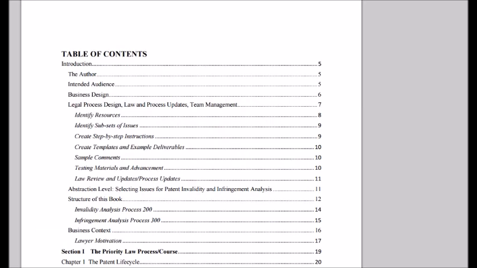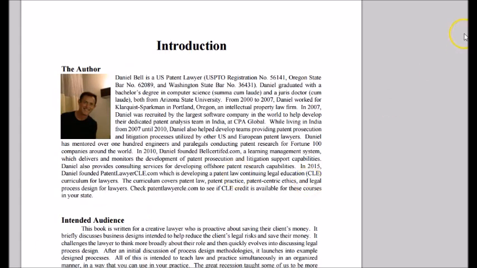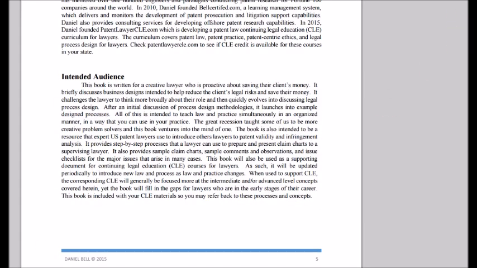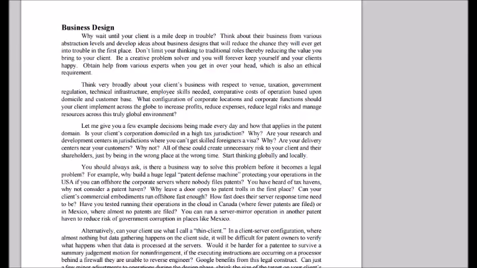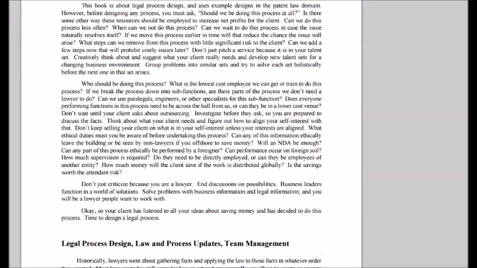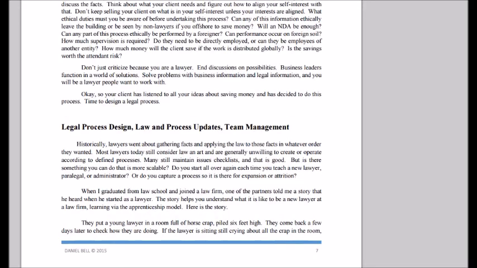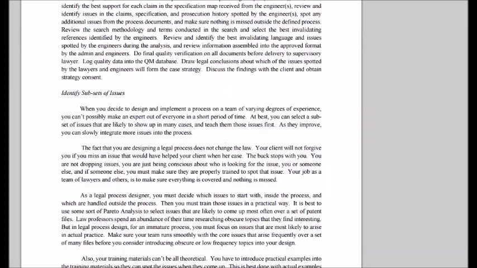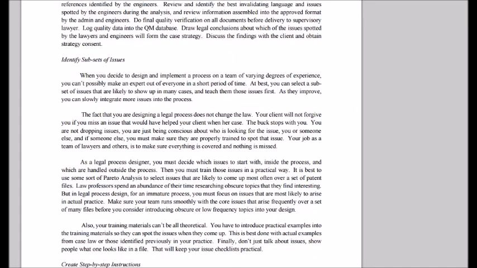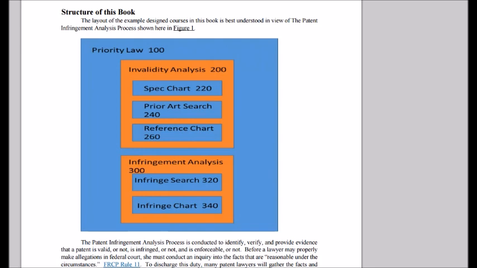Of course, the book has a table of contents. There's the author introduction, which tells you all about my experience and who the intended audience is, and the book goes on to talk about business design and how you can eliminate some problems with just the business structure, and then goes on to talk about what legal process design is, gives it a definition and an example, and how it's different from the general practice of law. And then there's an overview of the structure of the book.